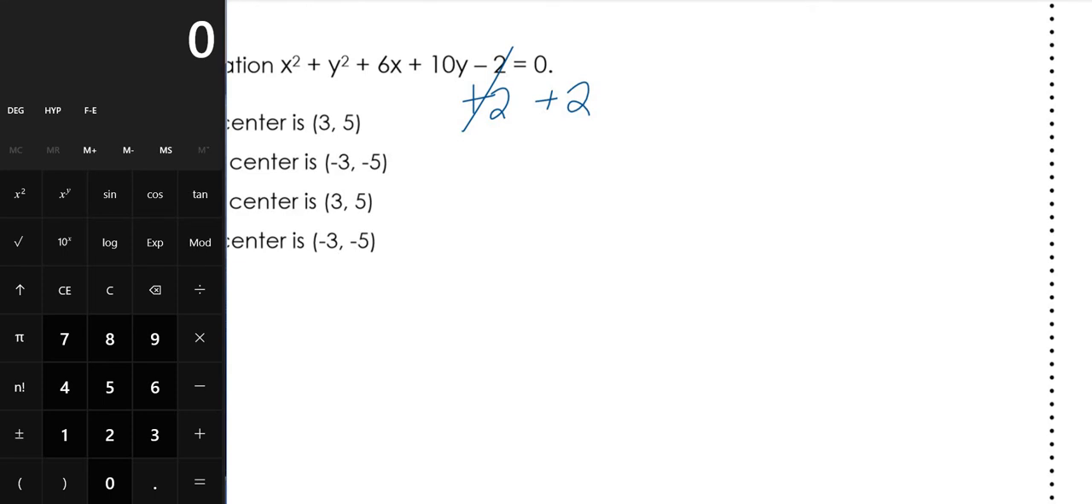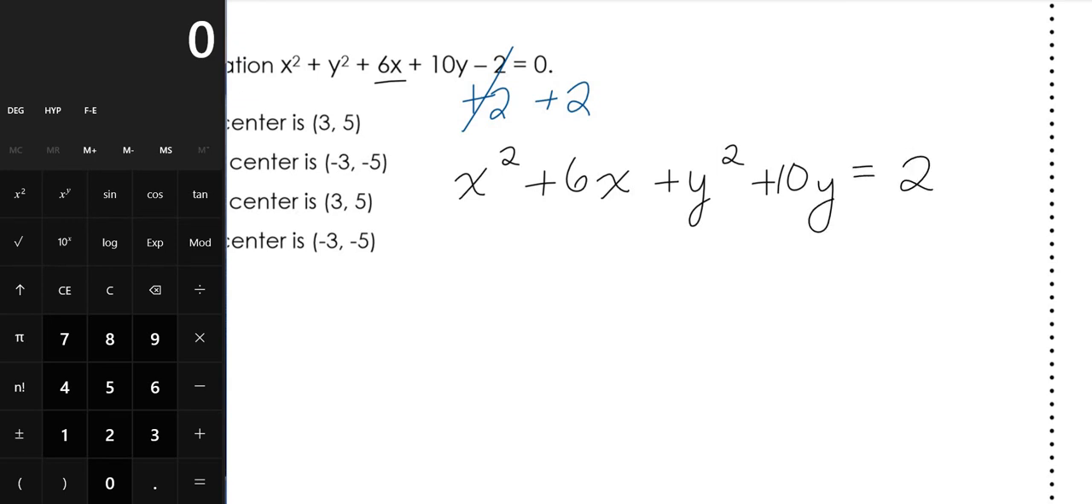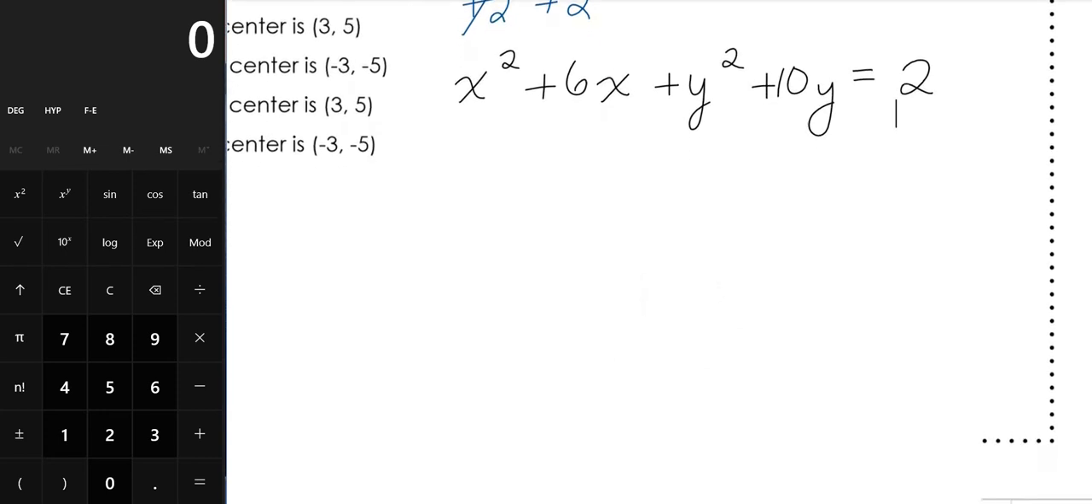So we're going to have x squared, and I'm going to bring the 6x to stand next to it, plus y squared, and I'm going to bring the 10y to stand next to it, equals the +2. Now, your goal is to put this in standard format. So our goal is going to be to have something that looks like this. Your x is in the first bubble, your y is in the second bubble.